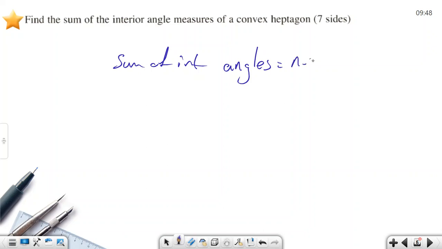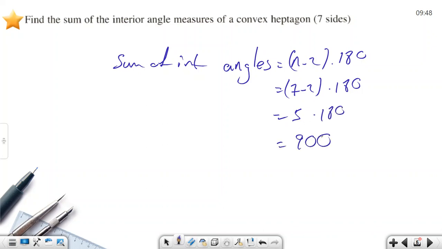Angles: n minus 2 multiplied by 180. So what's n minus 2? 7 minus 2, multiplied by 180. 5 times 180 is equal to 900.